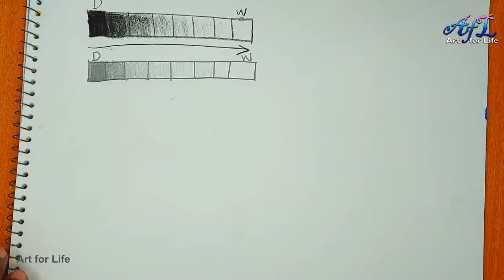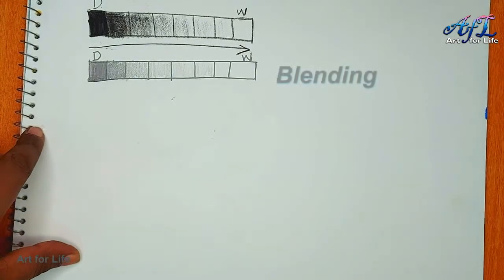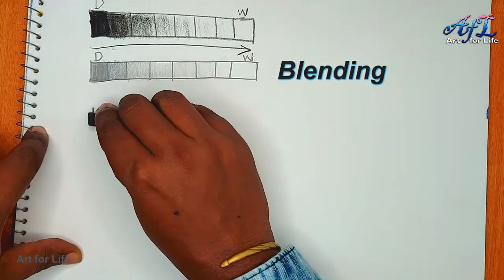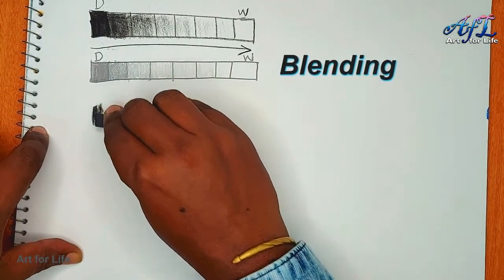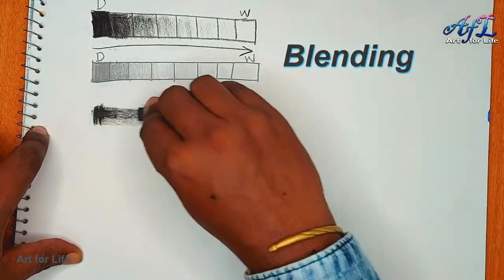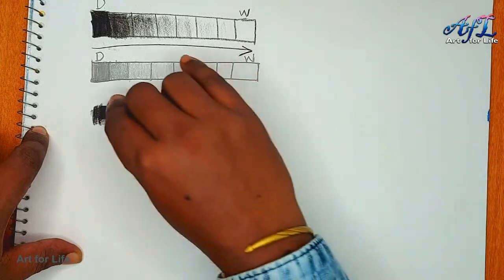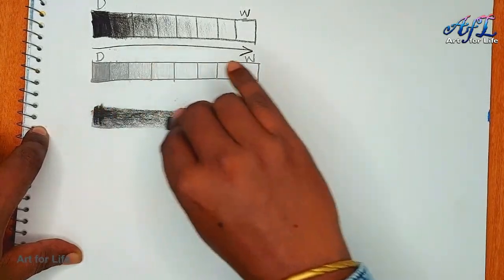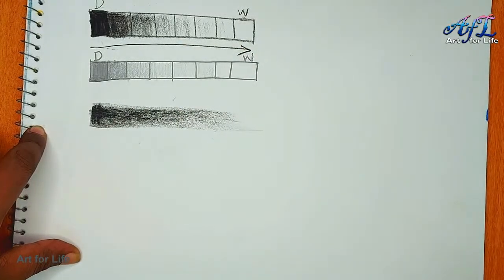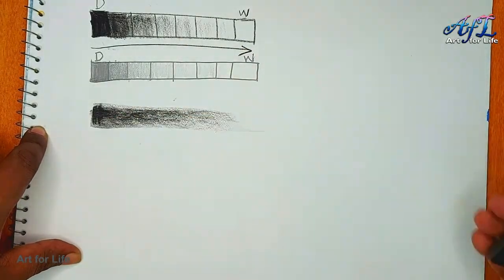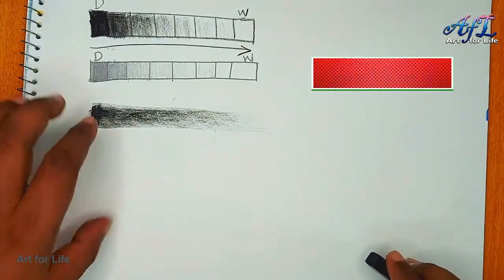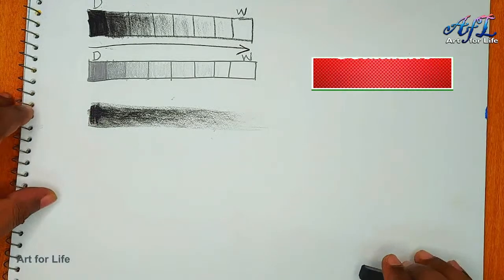Let's see how well we can blend with the charcoal stick. Just create one single line so easily here. With just one or two strokes I'm able to fill out this much area. You can see some kind of powdery texture also coming here.